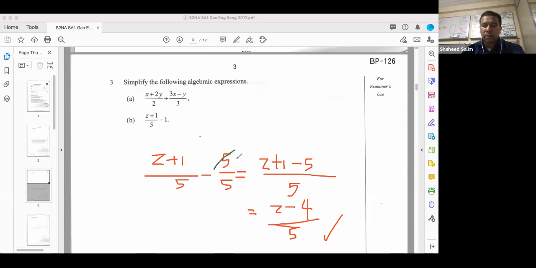So cancel 1, cancel 1. If you cancel, this one doesn't have a denominator, so you cannot put them. This is like Z over 1 plus 1, or minus 1/5. 1/5. So I cannot do it like that.